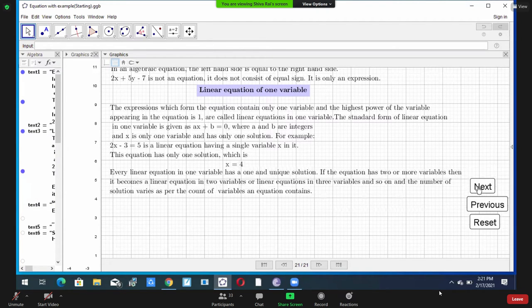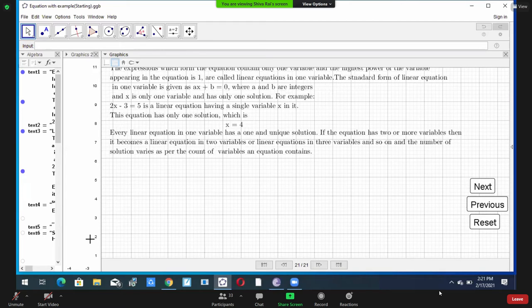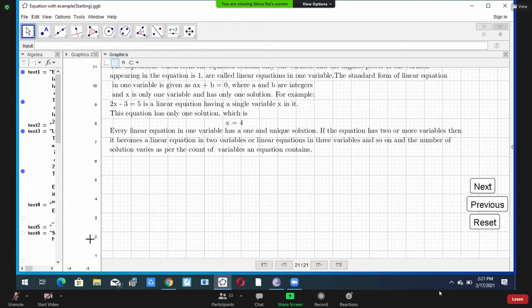Now let's see some examples also. Open page number 197, everyone. Have you opened? Yes, sir. Okay. How many have joined now? It became 35.